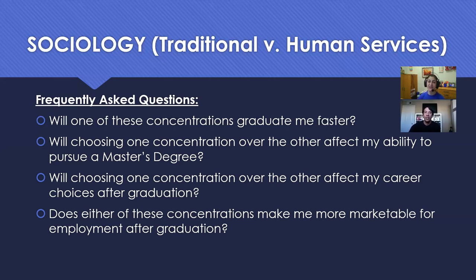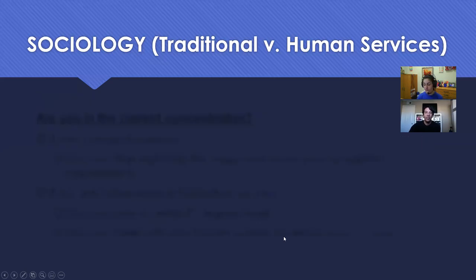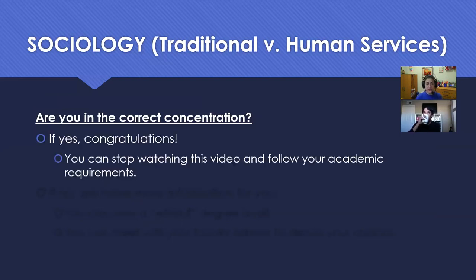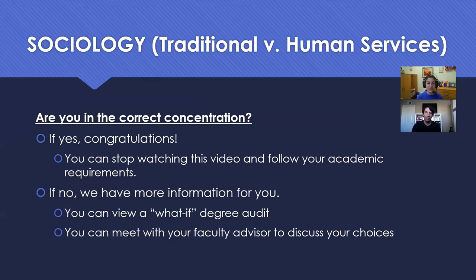Great, thank you. Okay, so hopefully this has been enough information so far for students to have made a decision. And if you realized you applied for the right concentration, congratulations, you can stop watching this video now. All you have to do is follow your academic requirements and then graduate. If you've decided you either need more information or you've realized you are in the wrong concentration, we have more steps, more instructions for you on what to do next.